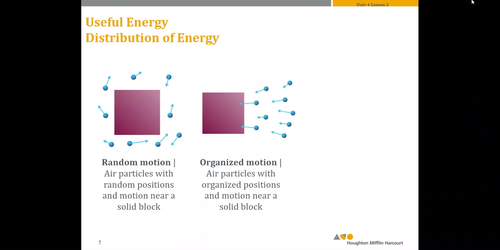Look at the two images. The first one shows air particles in random motion, air molecules in random motion around a block. This is what a block just sitting in a room in a regular environment might look like. If you remember from previous science classes, you know that gas molecules move randomly.